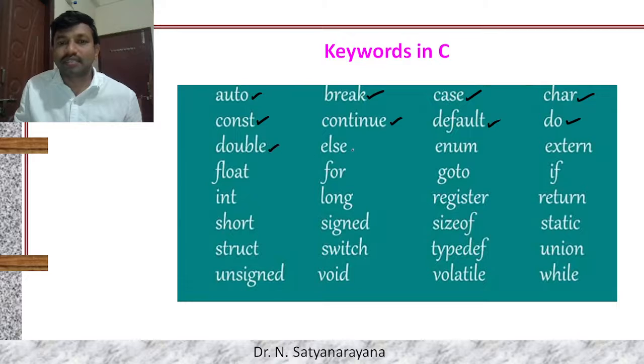Double is a data type. Else is a conditional keyword, used in combination with if. Enum is used to assign names to numbers. Extern is again a storage class. Float is a data type. For is a loop control statement. Goto is used to transfer the control from one place to another, either in the forward direction or in the backward direction, when the program is under execution.